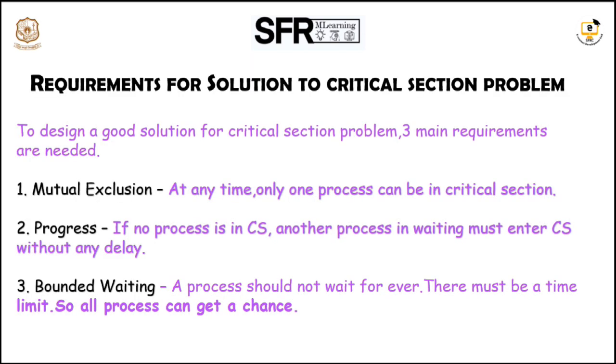Requirement for solution to critical section problem. To design a good solution for the critical section problem, 3 main requirements are needed. First is mutual exclusion. At any time, only one process can be in the critical section. Next one is progress. If no process is in the critical section, another process waiting must enter into the critical section without any delay. The third one is bounded waiting. A process should not wait forever. There must be a time limit, so all processes can get a chance.